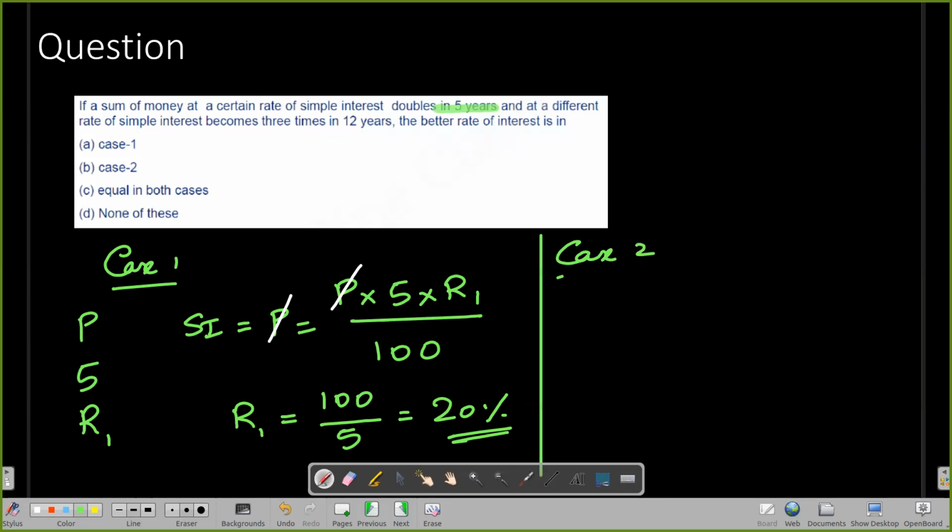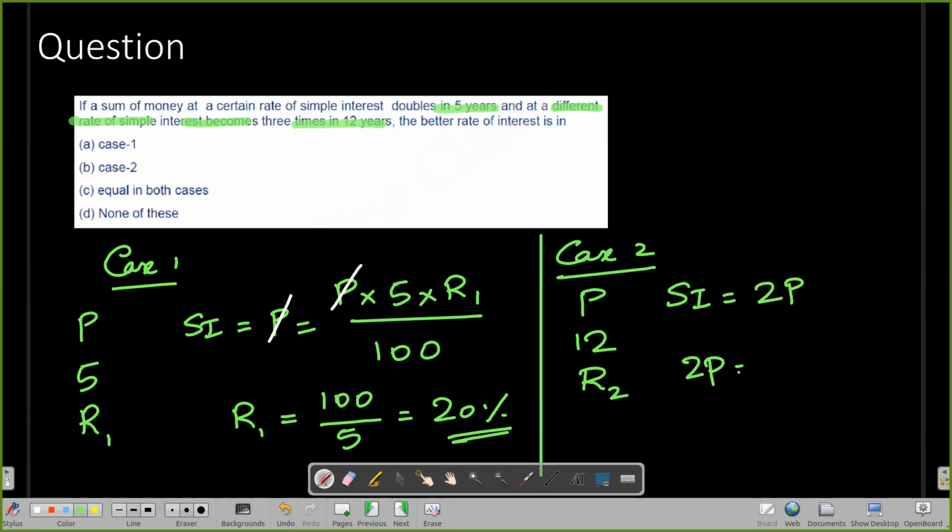Case 2. We have principal amount that is equal to P. You can see that at a different rate of simple interest, this money becomes 3 times in 12 years. So the number of years under consideration is equal to 12. The rate of interest, let it be R2. And we can see that the money triples itself, right? So money triples itself means what? The simple interest amount is equal to 2P, right?